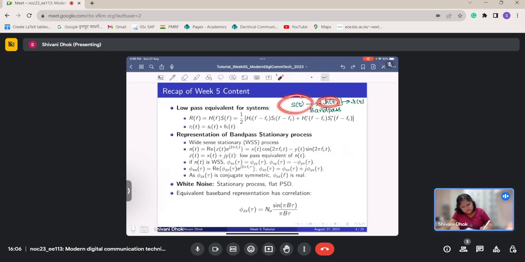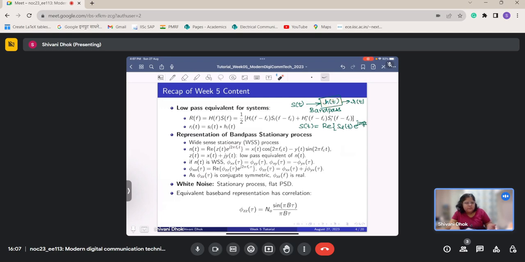This h(t) is also band pass, and we had seen how to represent this s(t) in its low pass equivalent, which was s_l(t), expressing s(t) in terms of its low pass equivalent, which was simply the real part of s_l(t) into e power j 2 pi fc t. And similarly we had the similar representation for this h(t).